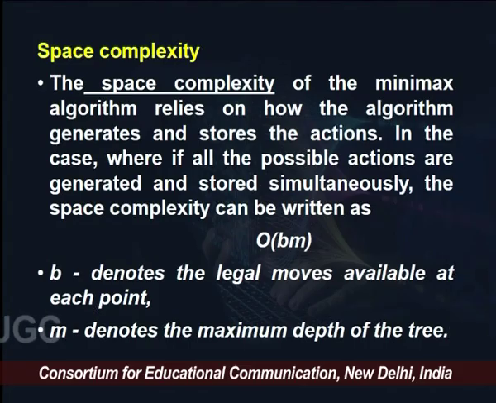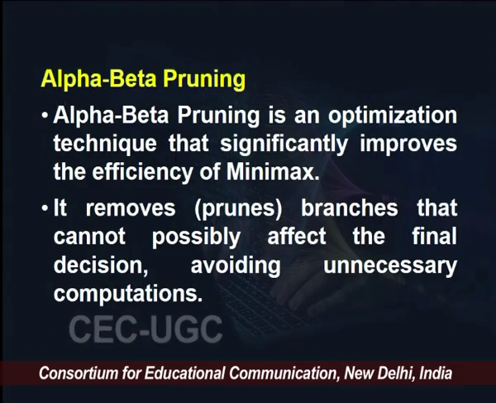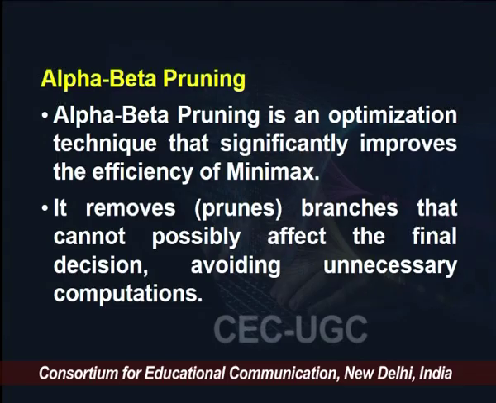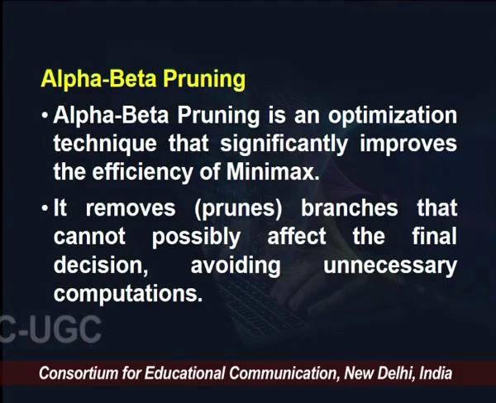Fine, we have also seen the minimax algorithm, and we have looked into its time and space complexity. But now what happens when there are so many branches and the depth is too much? So here comes into the picture alpha beta pruning, which is an optimization technique that significantly improves the efficiency of minimax.